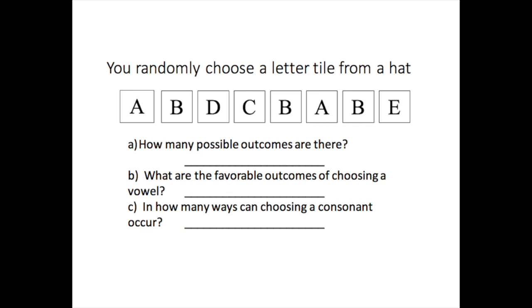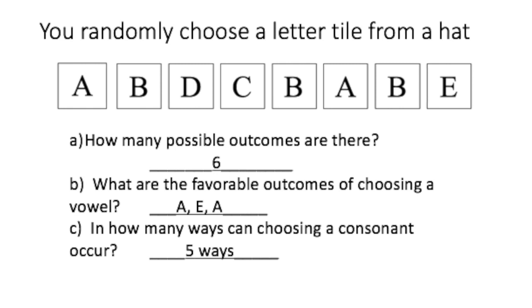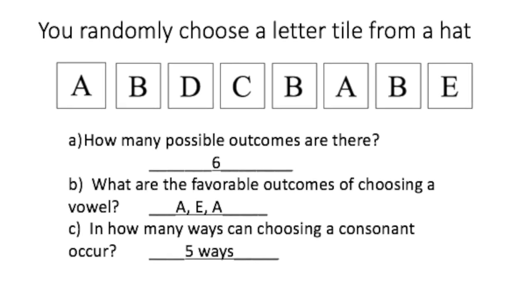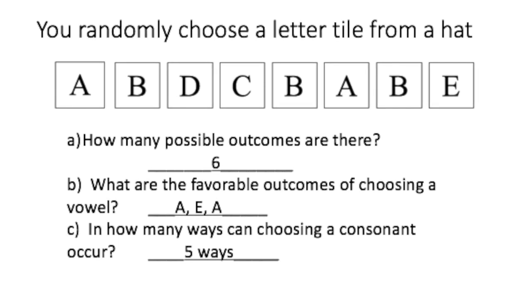So if we choose a letter at random from a hat from these letters, how many different outcomes can we come up with? 8 is the correct answer because we have 8 tiles. Even though some of them repeat, we could still get different tiles every time we pull out a different letter.